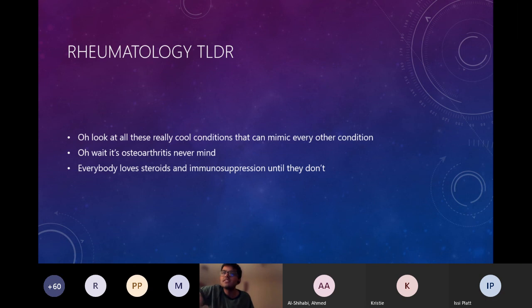Fine. TLDR of rheumatology. Look at all of these cool conditions that mimic every other condition, and then it's not those because they're actually really rare. It's always osteoarthritis. Everybody loves steroids and immunosuppression until they don't. That's literally the takeaway from rheumatology. Know your hand exam, because it can come up. It's like an easy OSCE station. It's also like the hardest to do in time.